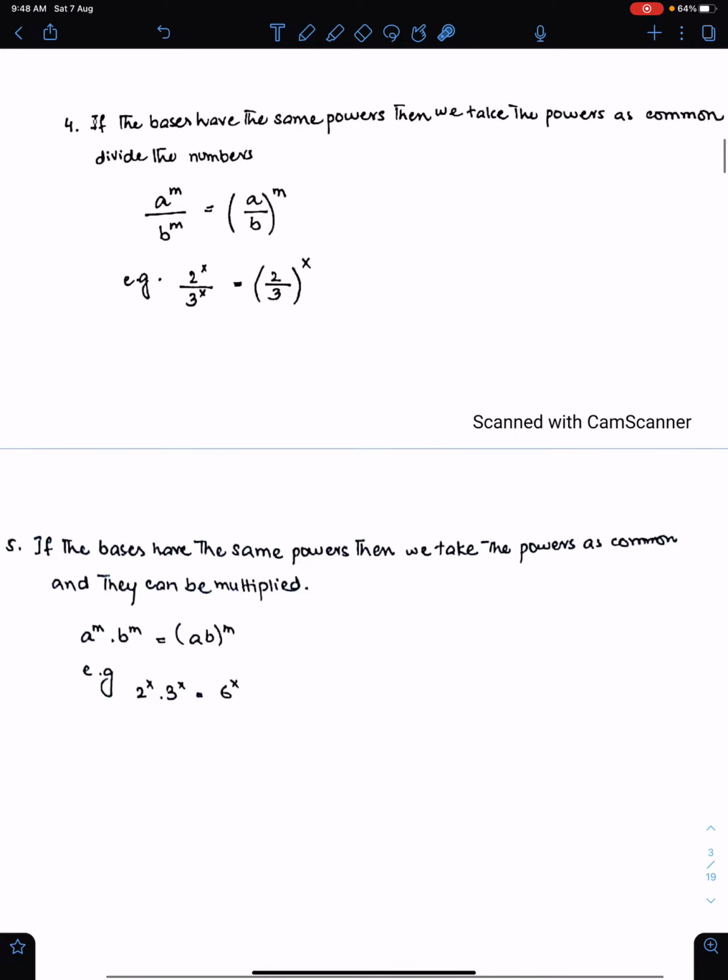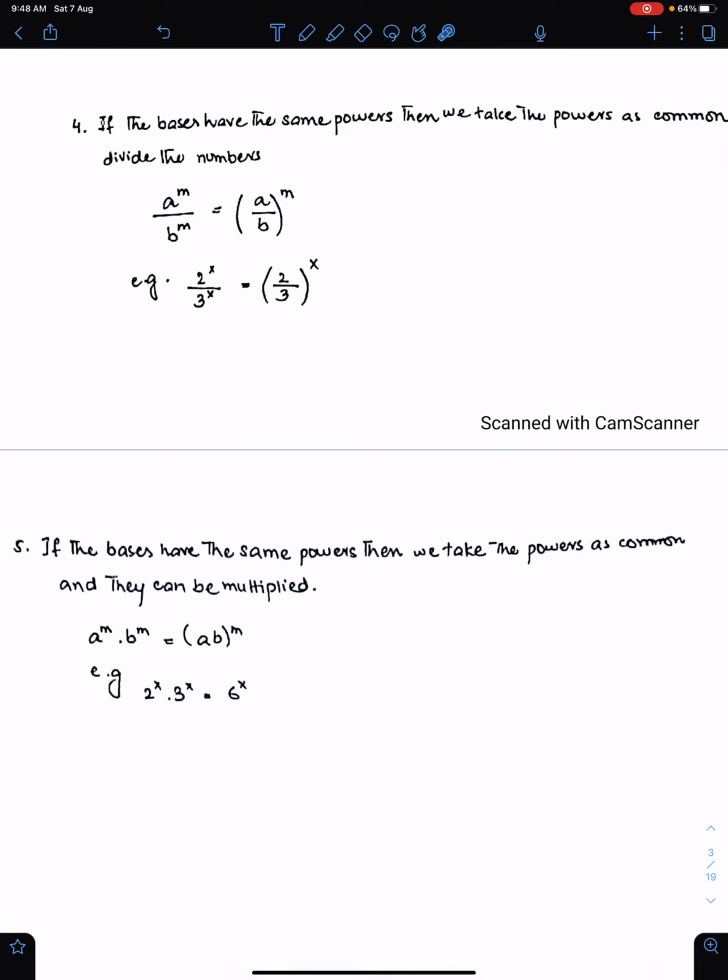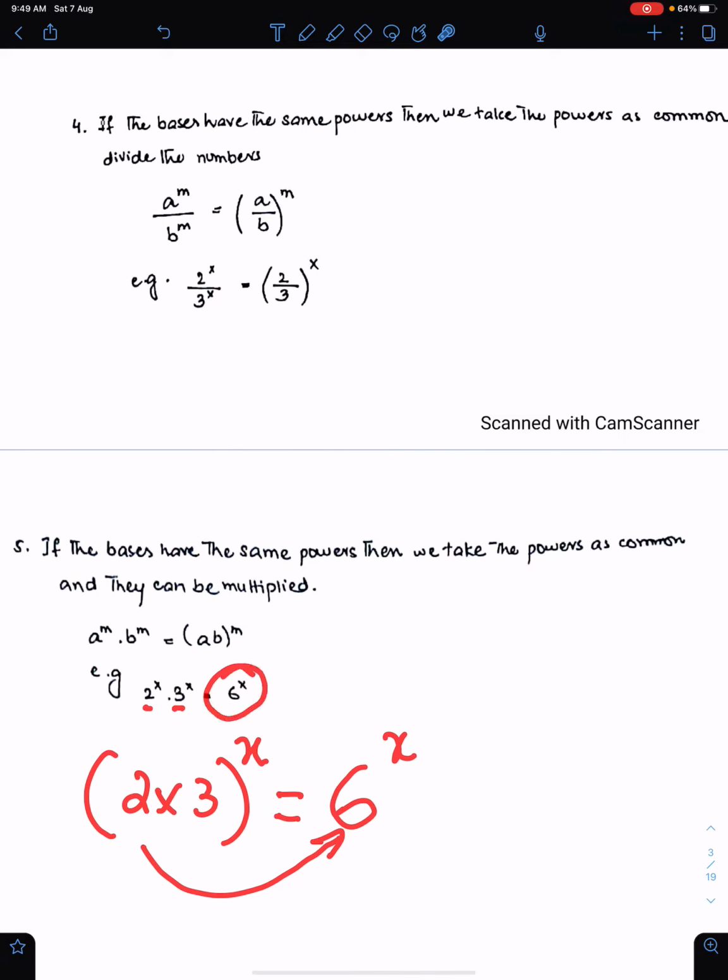Rule number 5. If the bases have the same powers, then we take the powers as common and they can be multiplied like this. For example, if we have 2 power x times 3 power x, we can write this as 2 into 3 whole power x. And then we can write this as 6 power x, which is here.